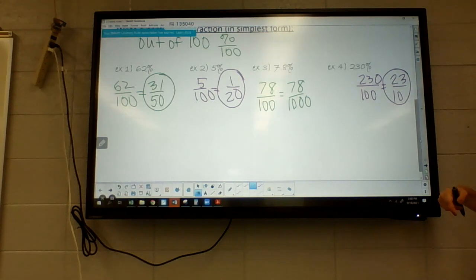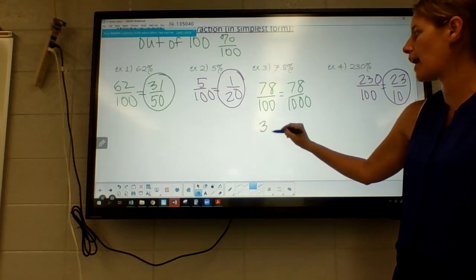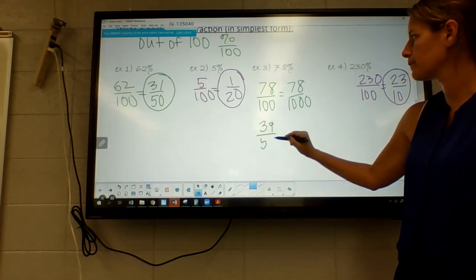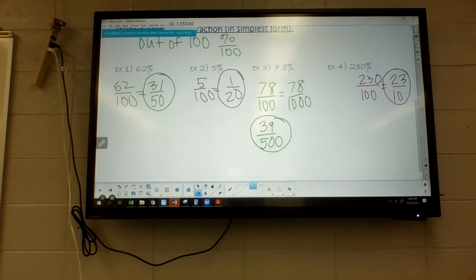That can be divided by 2 or 4 maybe? 2? Not by 4, you said? No. So 2? Yeah. So what is that going to be? 39 over 500, because it was 1,000. Is that it?